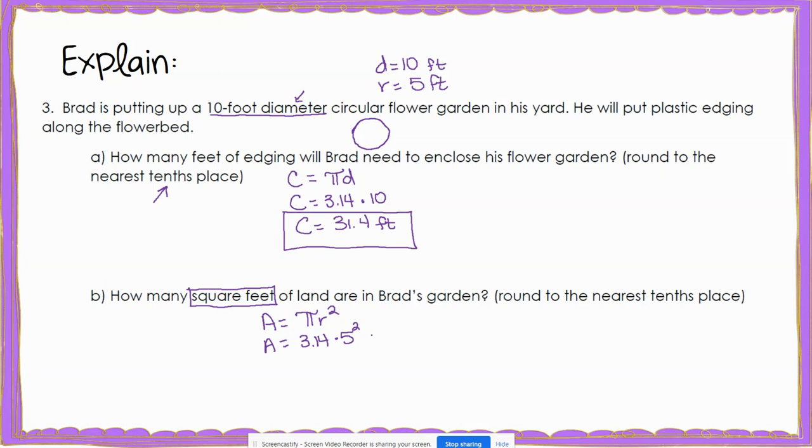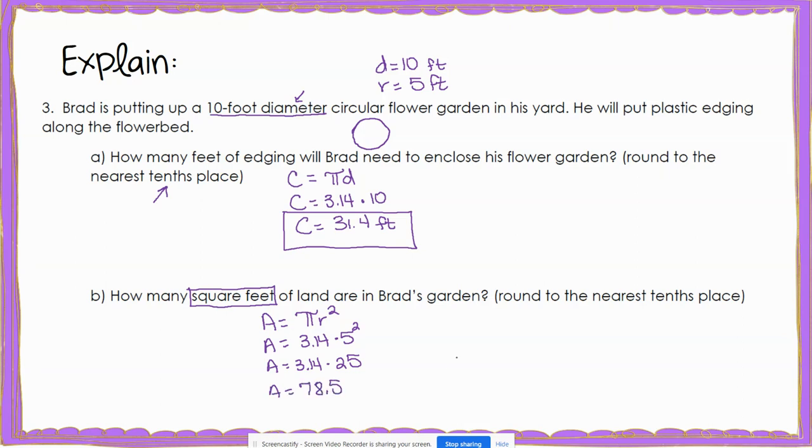Well, I would always do my exponents first, so I'm going to do 5 squared. Remember that 5 squared means 5 times 5, which is 25. So I'm doing 3.14 times 25. And when I multiply that, I get 78.5.